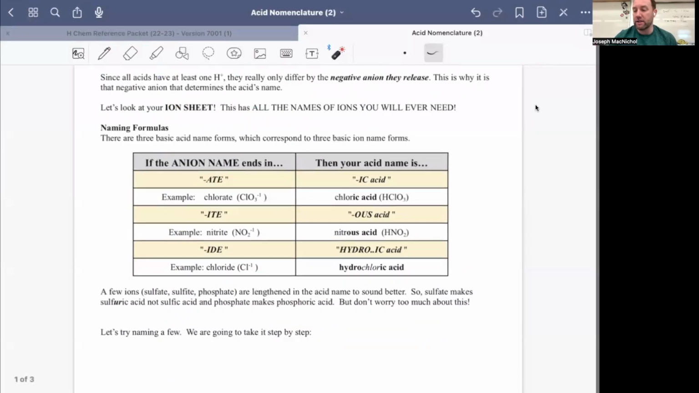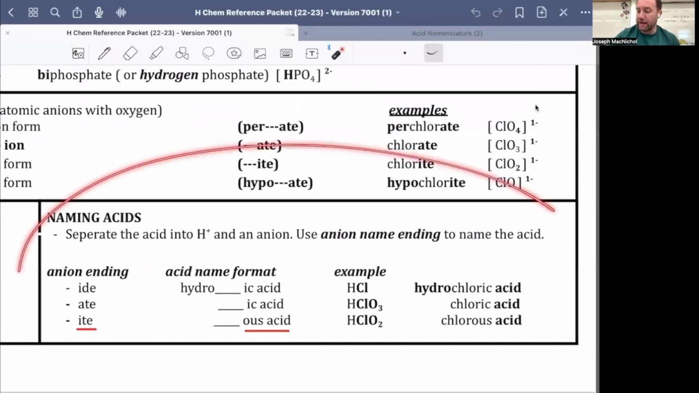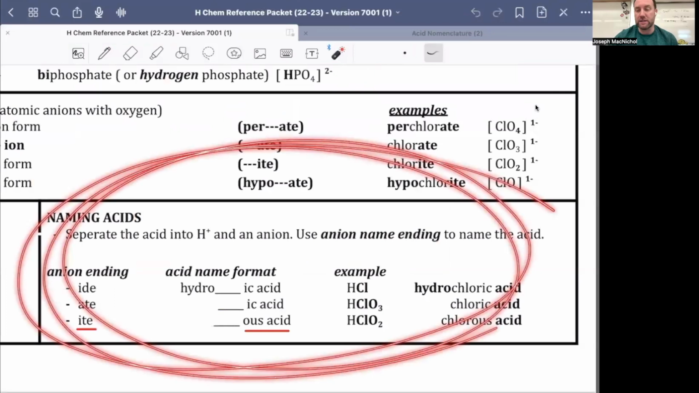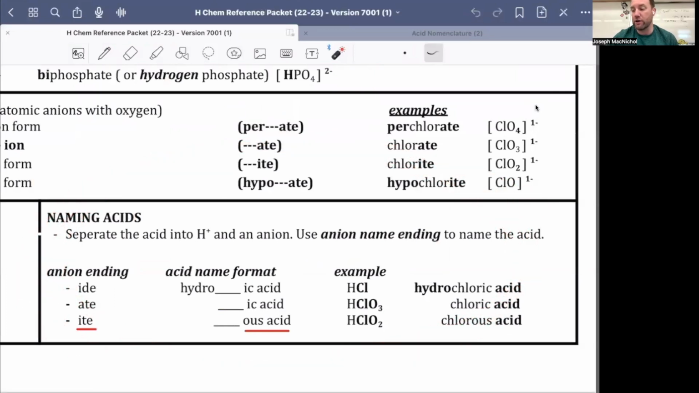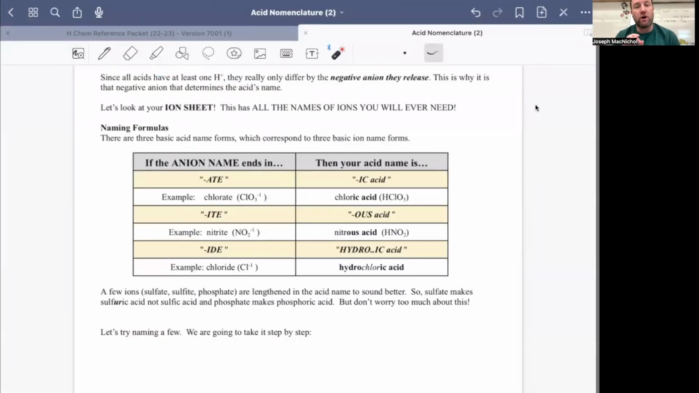Now, this pattern that I'm going to explain is on your reference packet. It is on your reference packet, so you don't have to memorize it. You just have to know how to use it. So what we're going to focus on is the name of the anion that will be produced.